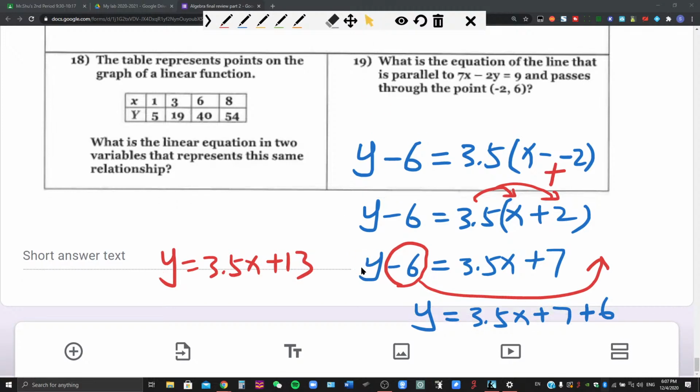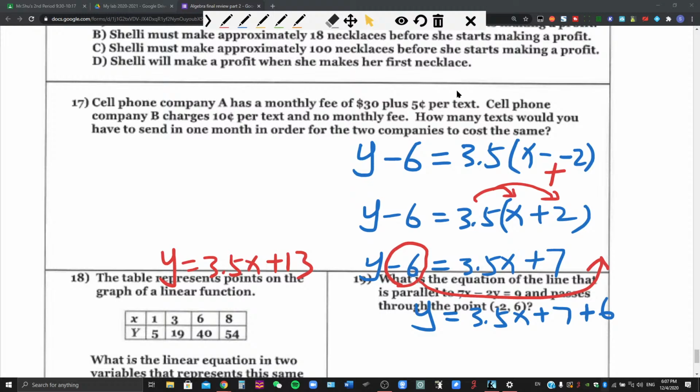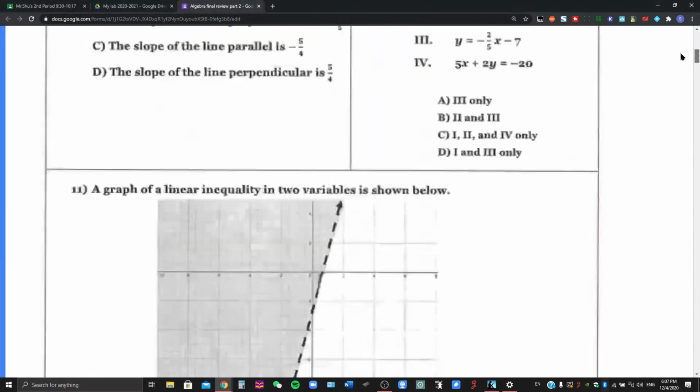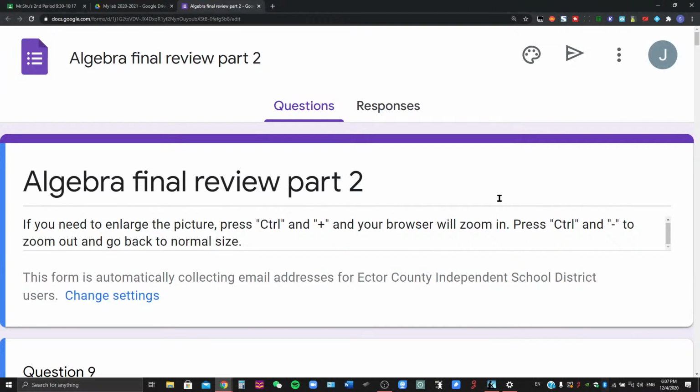Okay, I guess we are done, right? We are done. Yes. So that's the solutions for part 2 of the algebra final review. I hope you get the solutions.